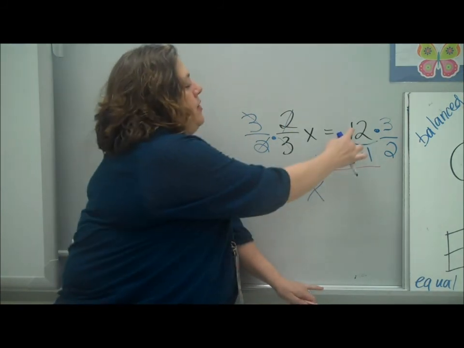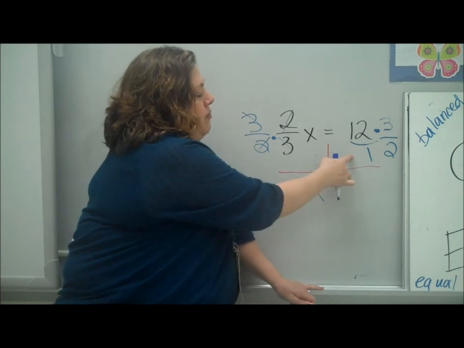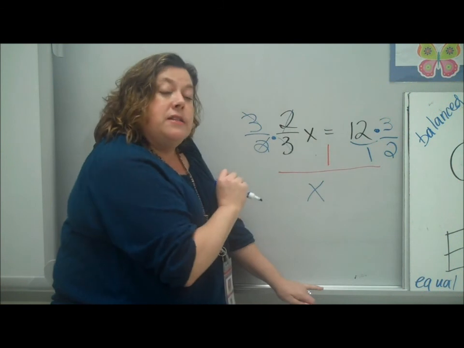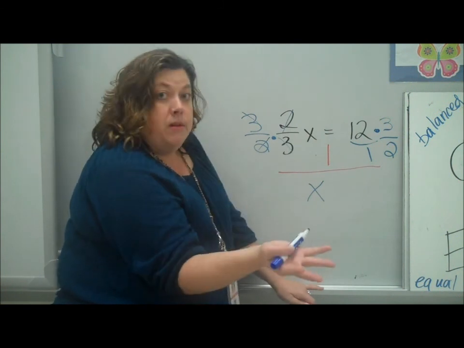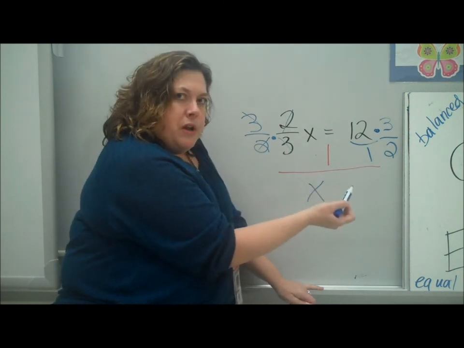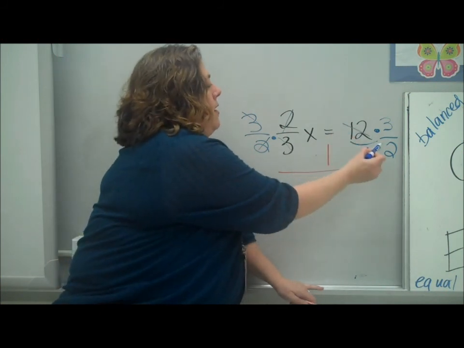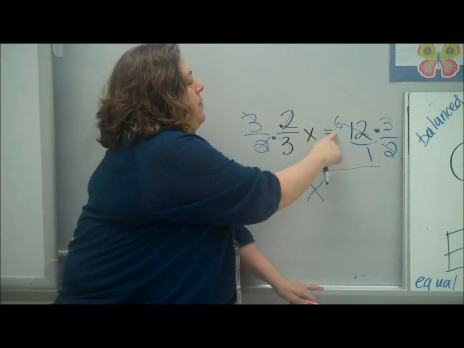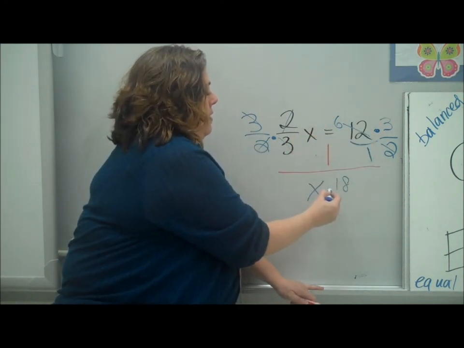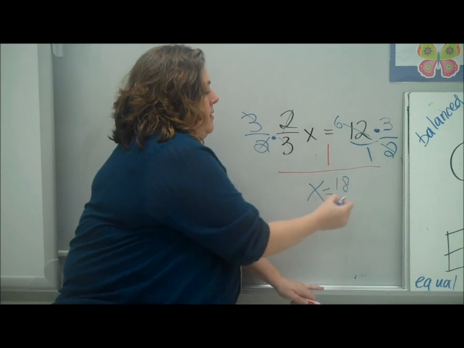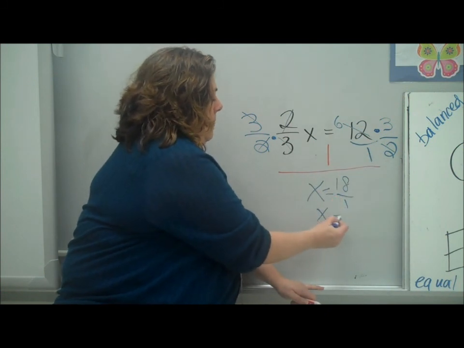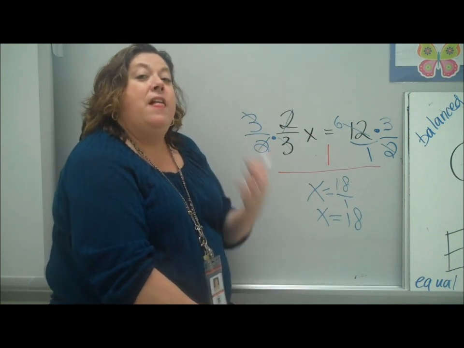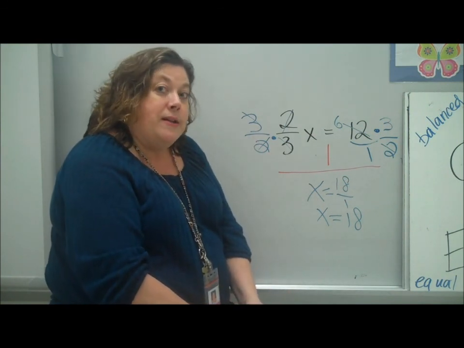So what I'm having here is 12 over 1 times 3 over 2. A couple ways I can do this. I can go straight across and simplify later, or I can simplify first by getting some smaller numbers that are easier to work with. I know that I can cross simplify like this. Now I have 6 times 3 over 1 times 1, or simply x equals 18. Those are 5 examples of how we're going to be doing one-step equations.